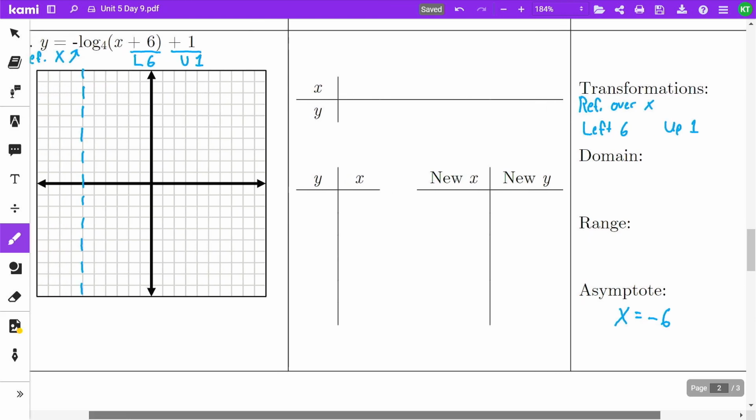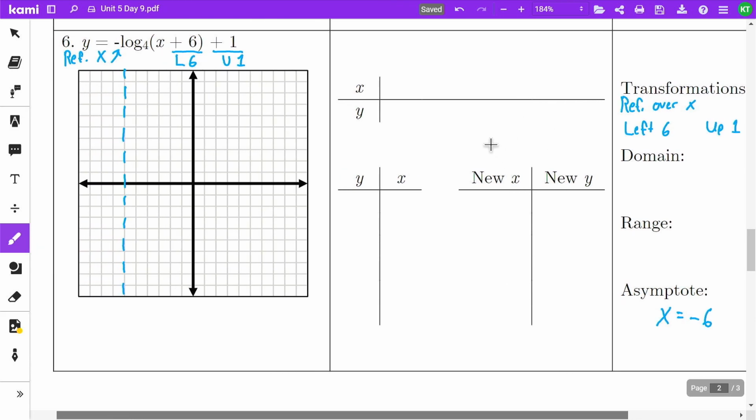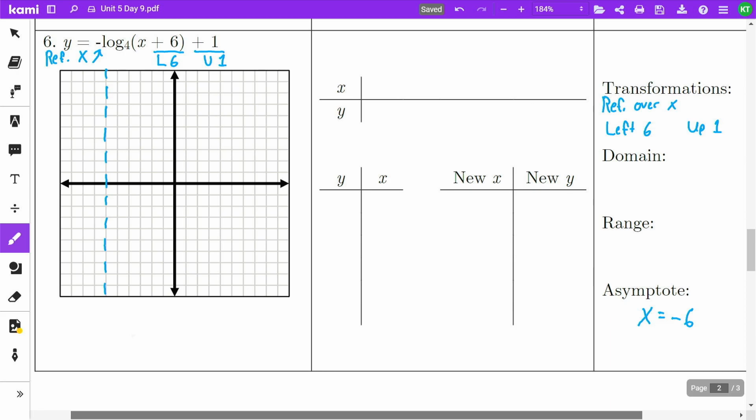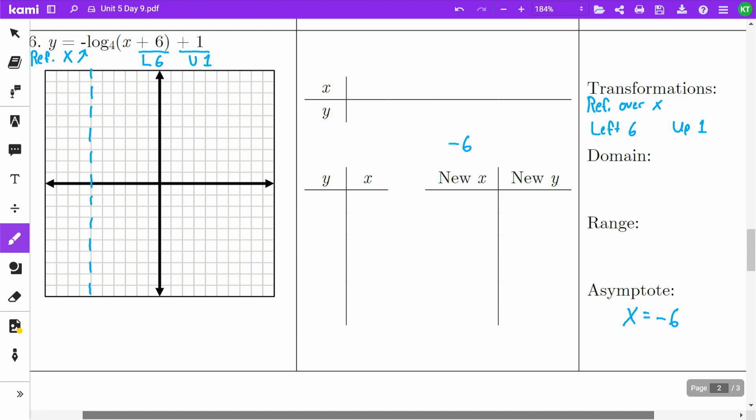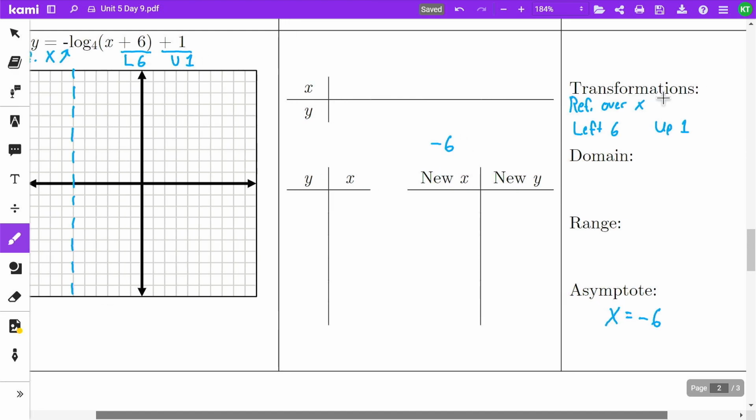And let's apply our transformations to our table here so we can remember those in the future. So my left 6 will affect my x value. So that would be subtracting 6 from my x values. And then my y values, the reflection over the x-axis will mean my values will turn negative. And they're going up 1, so I'll have to add 1 as well.